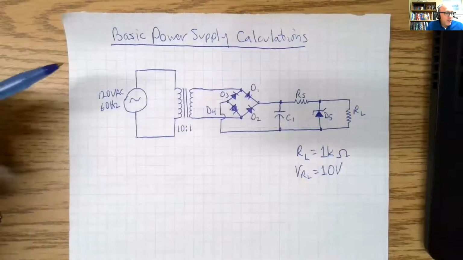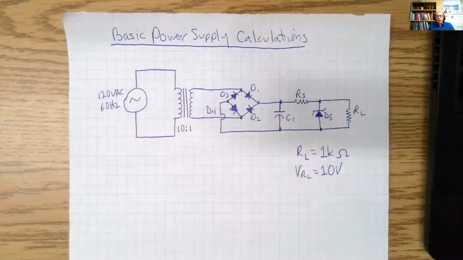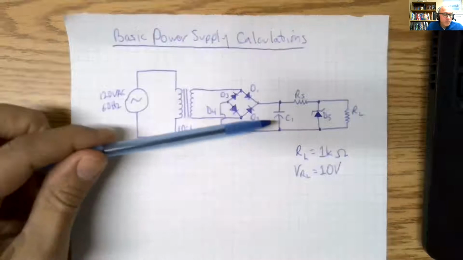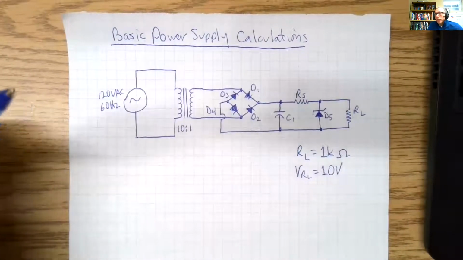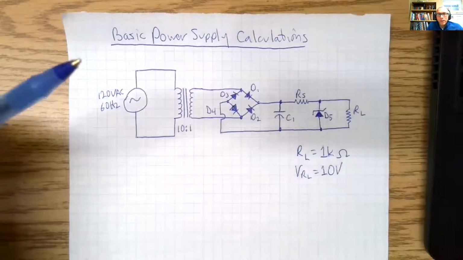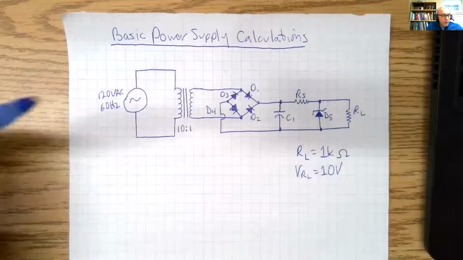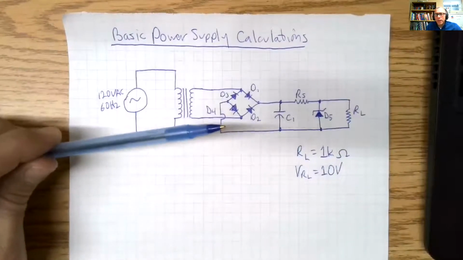Anyways, we're going to go over today basic power supply calculations. This is a power supply that is using a bridge rectifier, a filter capacitor, and a Zener diode network for a regulator. So we're not using a specific voltage regulator like an LM317. We're going to use this basic circuit here, and we're going to go over our calculations.